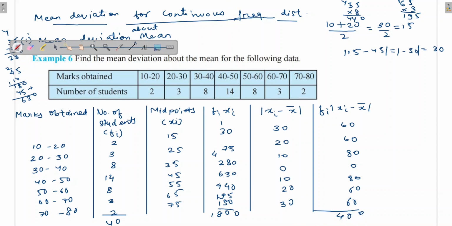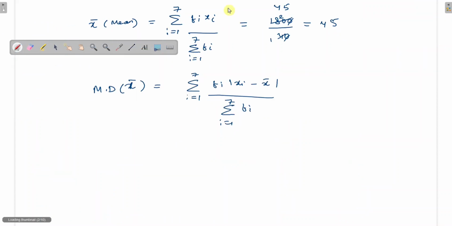So, this will be equal to 400 divided by 40. So, that is equal to 10. Okay. So, mean deviation is 10 here, and that is the answer.